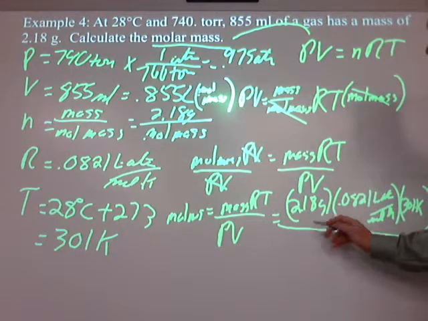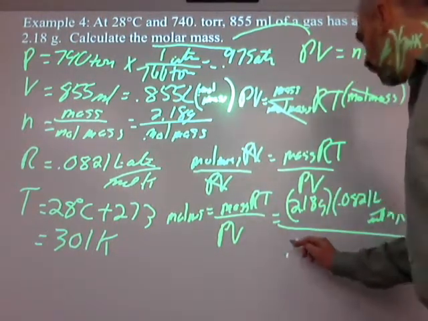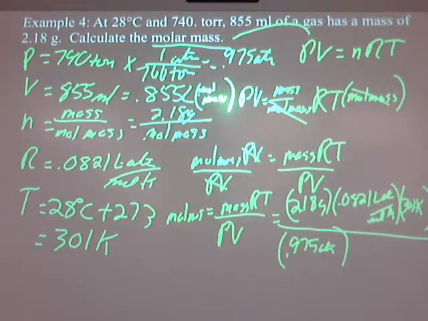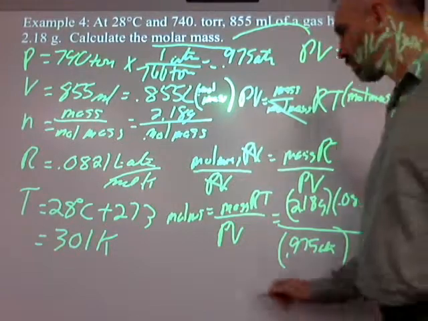All right. P is 0.975. See, I got one new one there. And V is 0.855 liters. Okay.